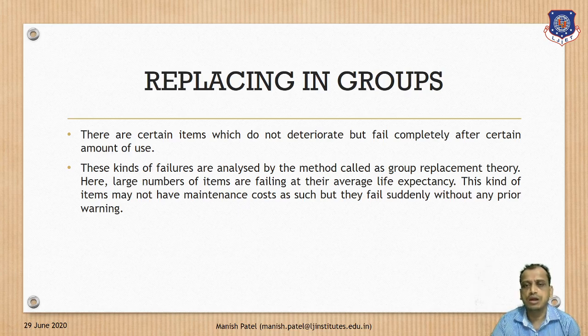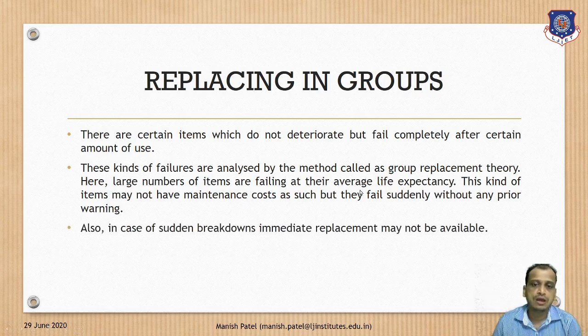Let's say, for example, bulbs and lights. They fail suddenly, right? So these kinds of items can be easily analyzed with the help of group replacement theory, and they fail at their average life expectancy. Clear? And they fail without giving any warning. Sometimes these sudden breakdowns cost the company huge money. All of a sudden they fail, and then an immediate replacement is difficult to find.